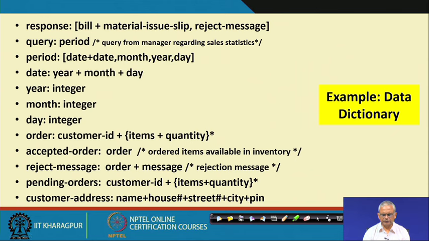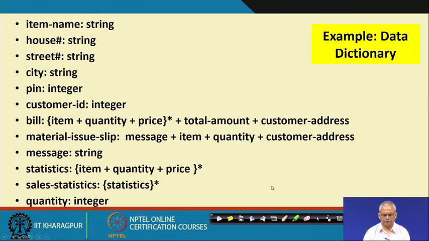We then need to do the data dictionary. Every data item that is appearing either in the level 0 or level 1, we just write the data item, and for the primitive items, we just directly write what purpose they are used for, and for composite items, we write the component items. So, this again is the data dictionary, which is becoming quite long.